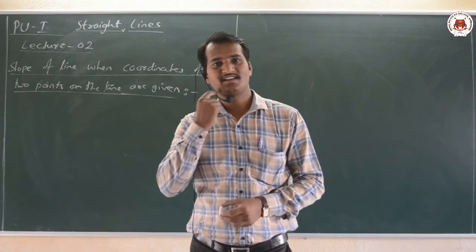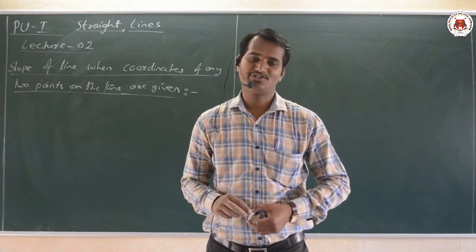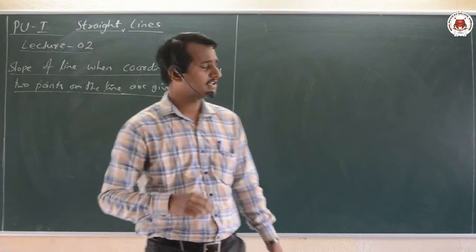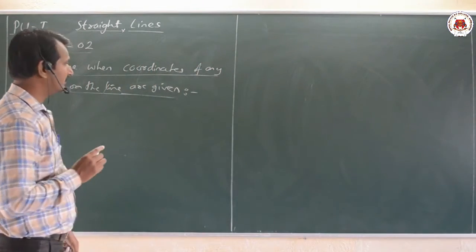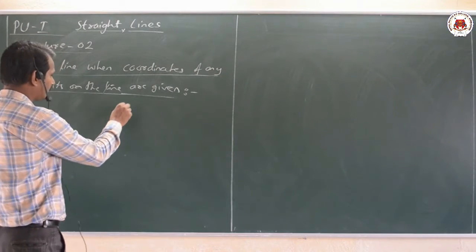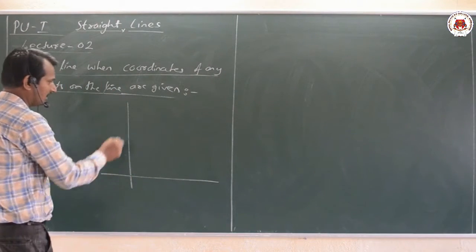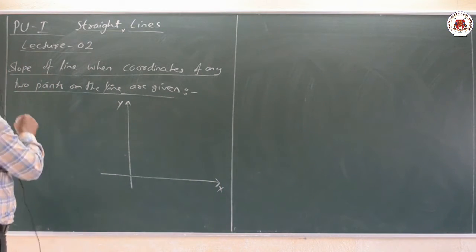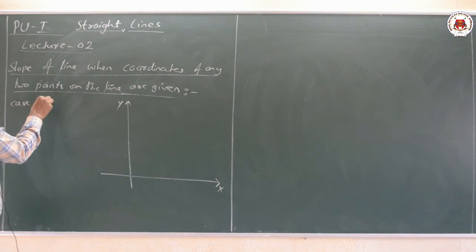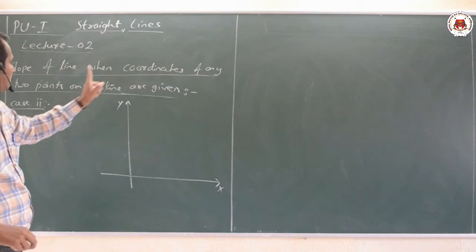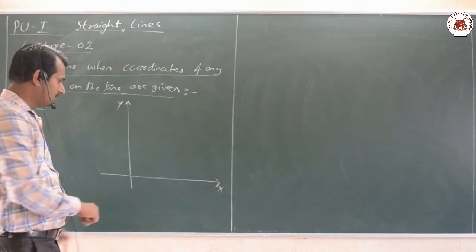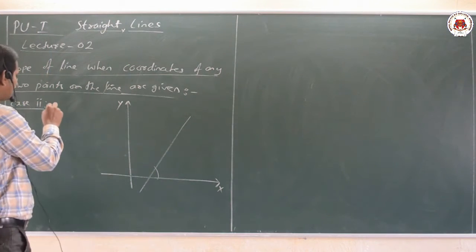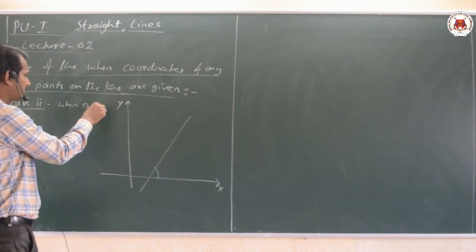Dear students, in the previous class we were discussing the topic straight lines. Already we had learnt what is meant by slope, and the slope of the line when two points on the line are given. Now in this class we shall start with case 2, that is the slope of the line when the coordinates of any two points on the line are given. In the last class we had seen when theta is acute. Today we shall learn about when theta is obtuse.